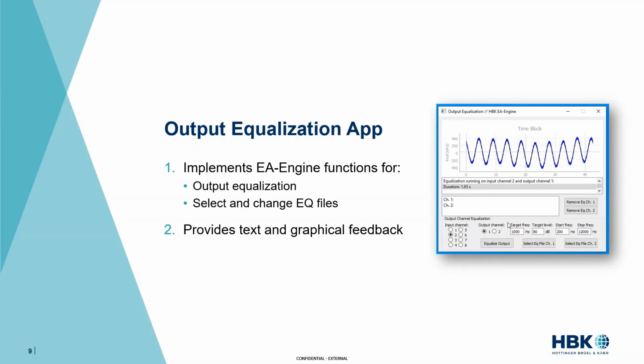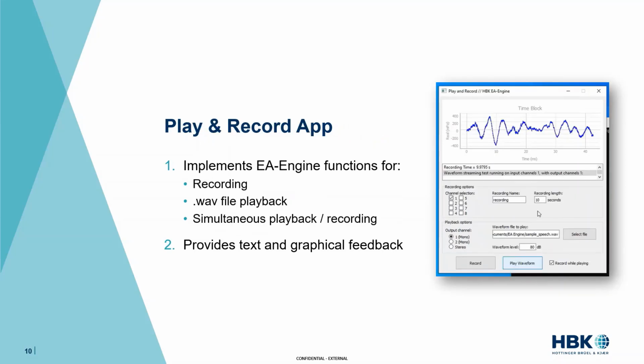Second is the Output Equalization app, which allows you to equalize the frequency response of an output device. Output equalization is really useful when we want to play back a WAV file without affecting the signal with an uneven frequency response from our playback device. I'll show in the demonstration later how we can use this to play back a speech signal with an equalized mouth simulator. And of course, this app provides graphical and text feedback.